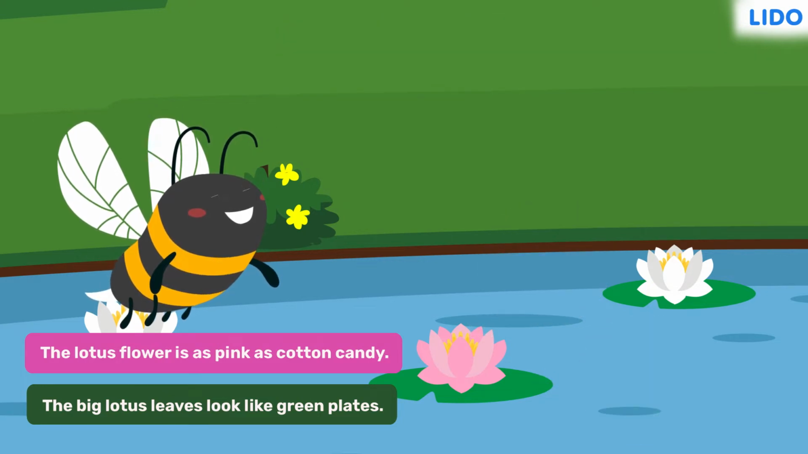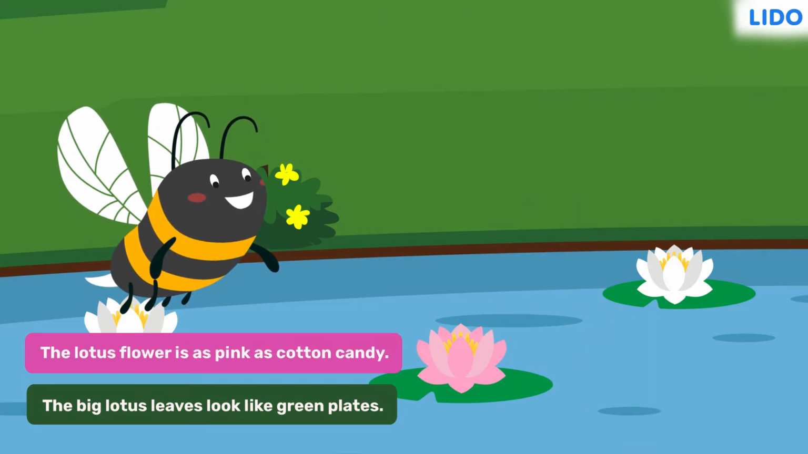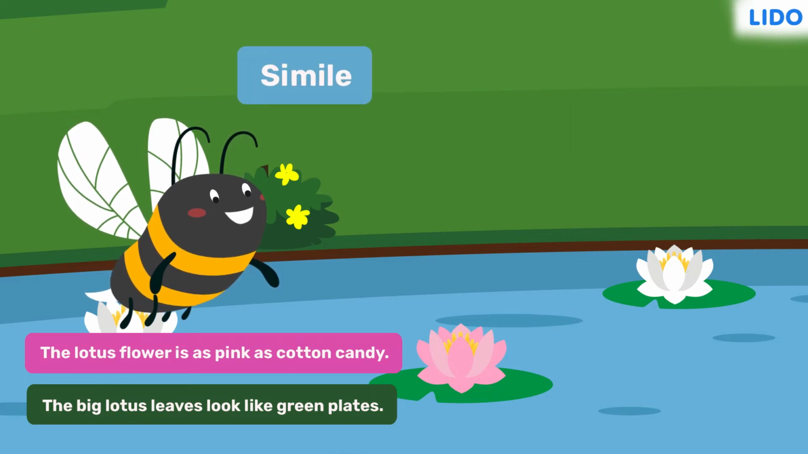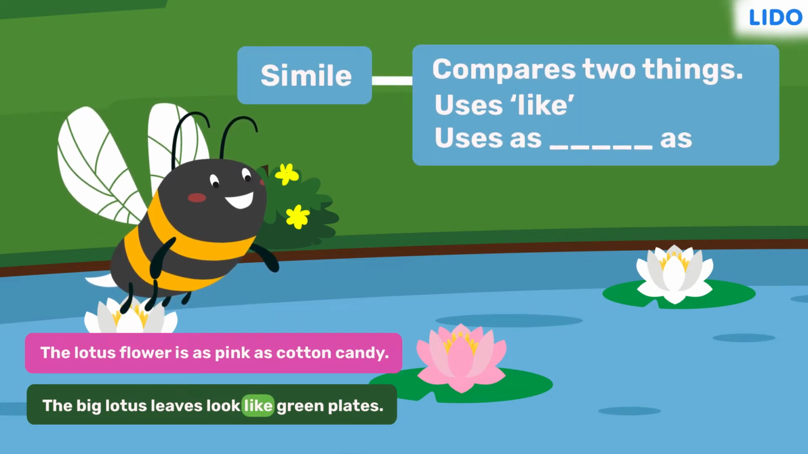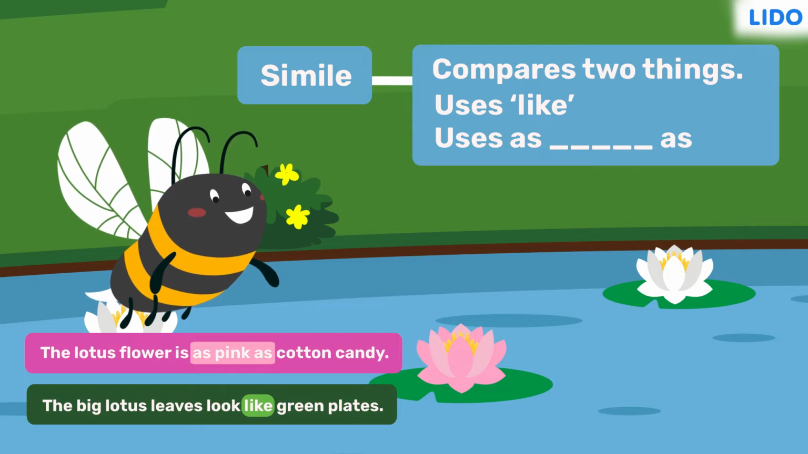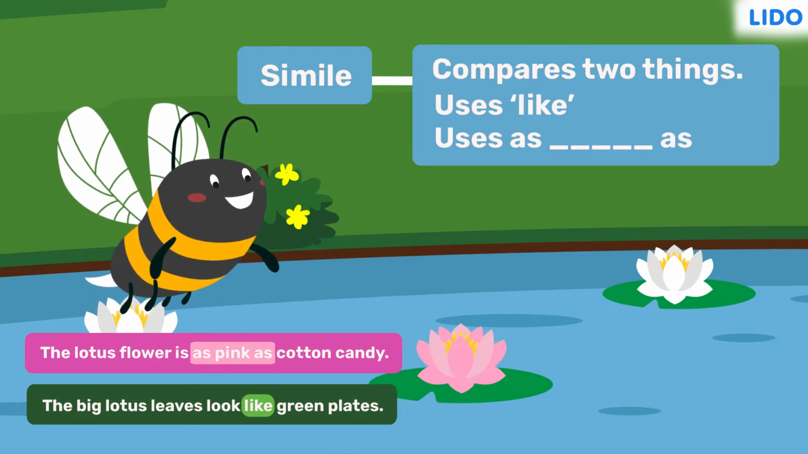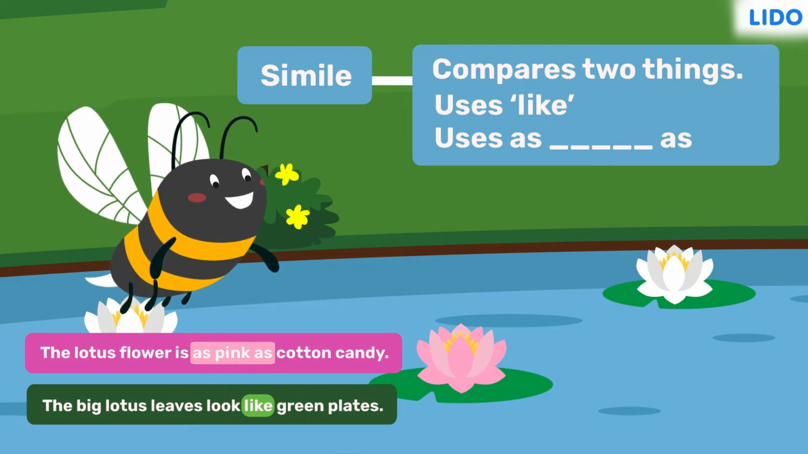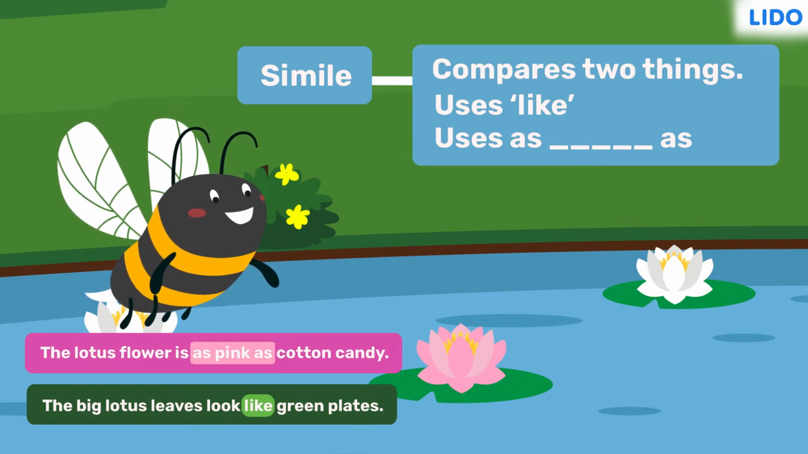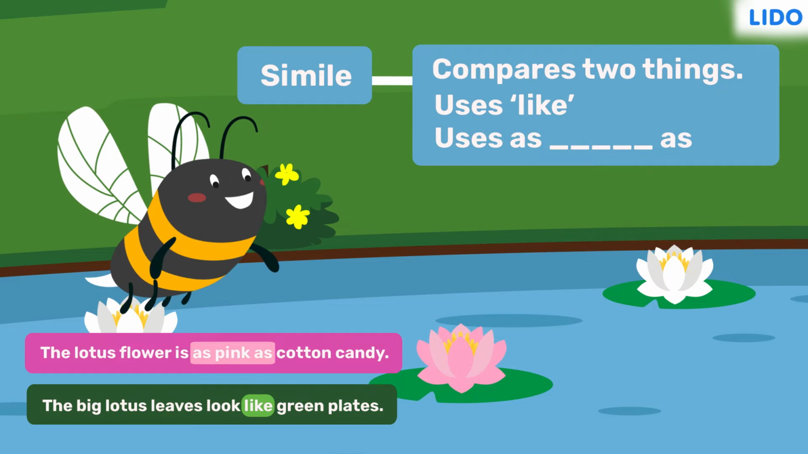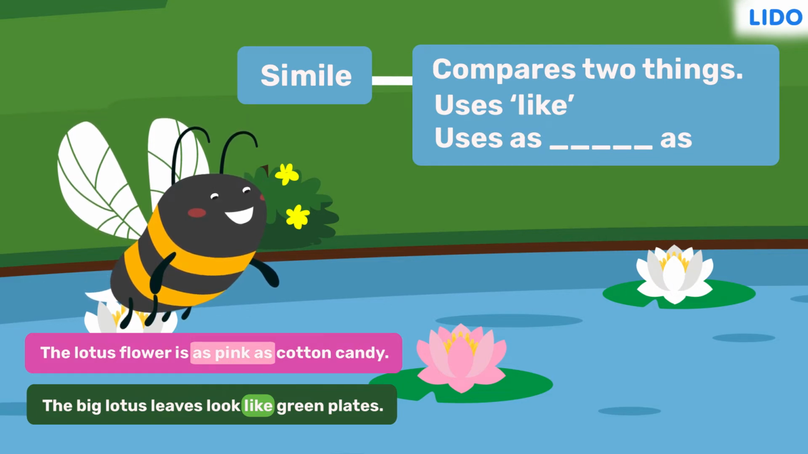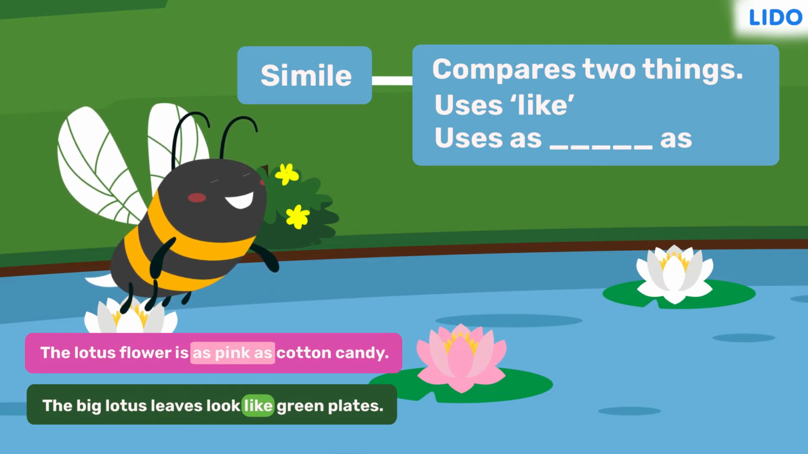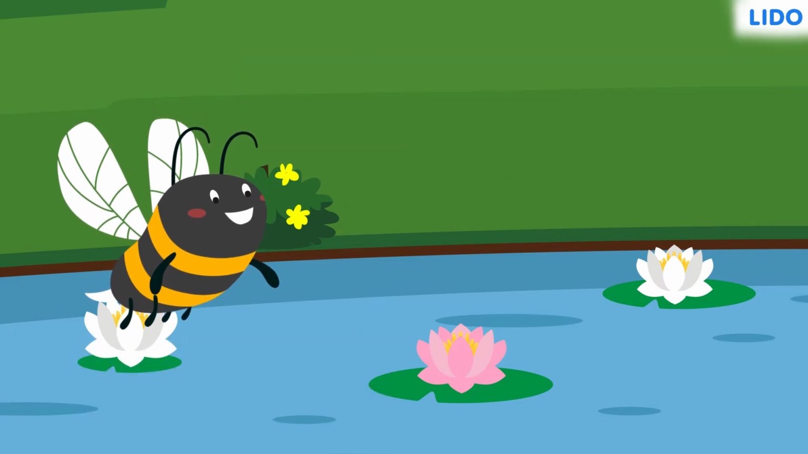When we compare two things that look the same, it is called a simile. A simile uses like or as to compare the two things. Poets also use similes in poems. They compare two things to help us understand what they are saying. By comparing two things that look the same, poets show the beauty of that thing.